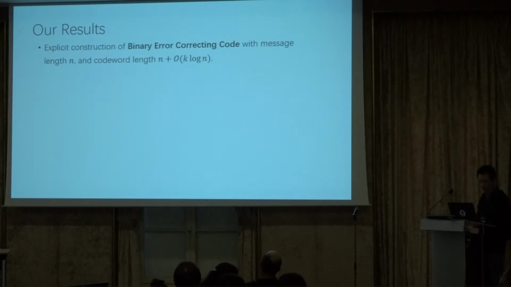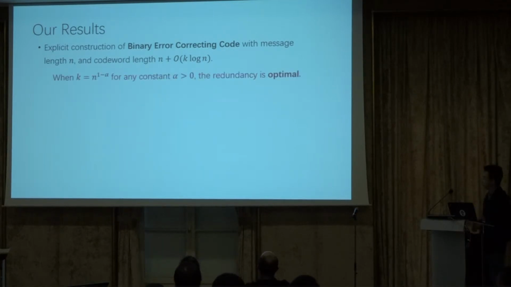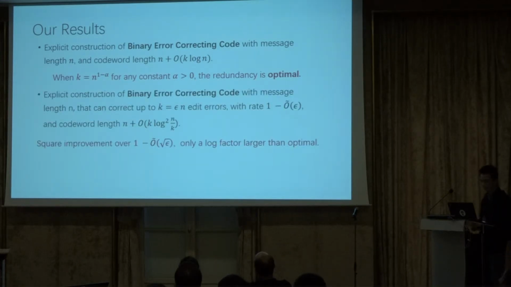The first result is that we have a construction of a binary error correcting code with message size n, and codeword length n plus big O k times log n. So this is optimal when k is equal to n to the 1 minus alpha for any constant alpha greater than 0. And our second construction is a binary error correcting code with message length n, and can correct up to k, which is equal to epsilon n edited errors with rate 1 minus O tilde epsilon.